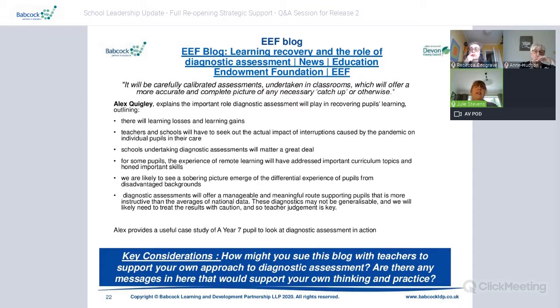There's a really useful case study actually there around a year 7 pupil as well, which again could be applied to any year group of pupil, and it gives some examples of how diagnostic assessment was used for this particular pupil and how it went on to impact on his learning.